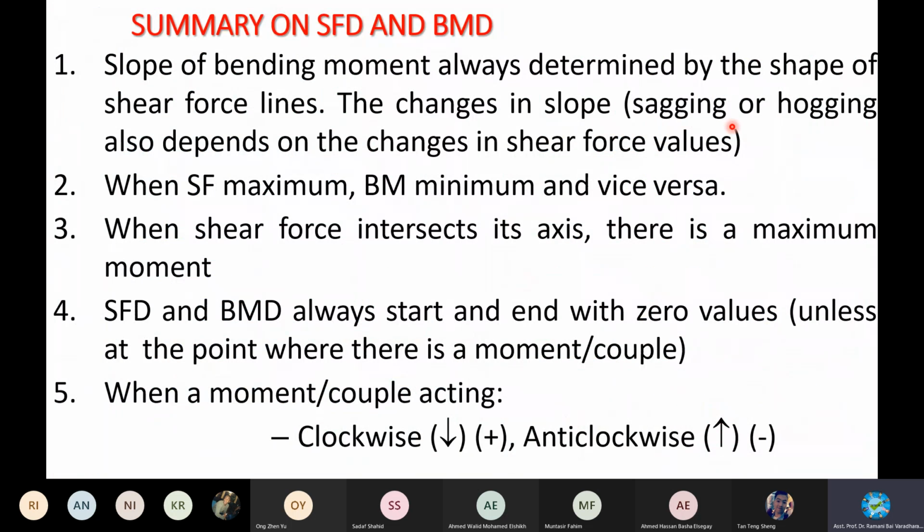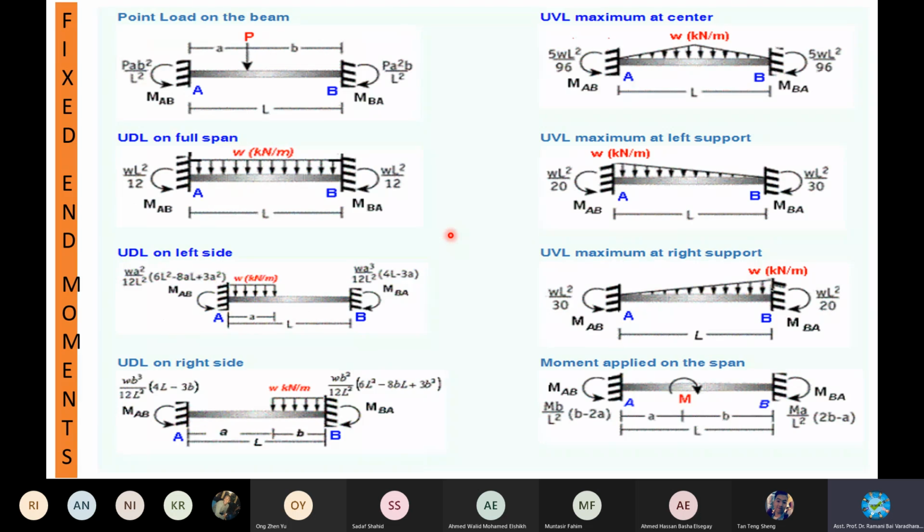The changes in slope, sagging or hogging, also depend on the changes in the shear force values. Okay, there is a correspondence. In other words, shear force is in proportion to bending moment, but it is not always a direct proportion, sometimes an indirect proportion, again depending on sagging or hogging. When shear force is maximum, bending moment will be minimum, and vice versa. That's what I showed you already in this diagram.